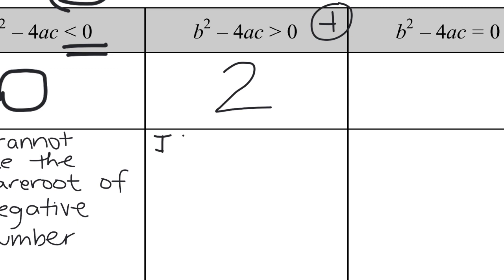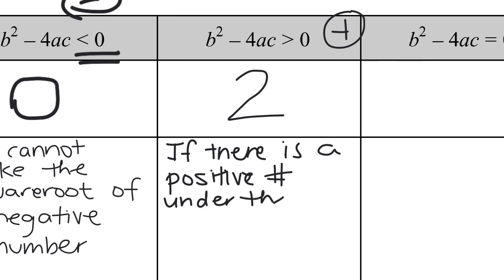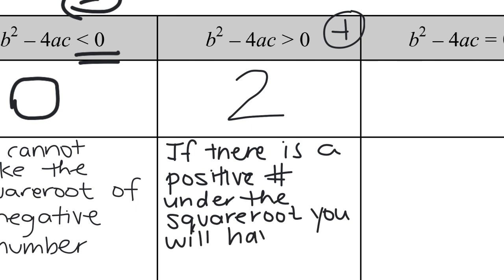Okay, so if there is a positive number under the square root, you will have 2 possible answers.